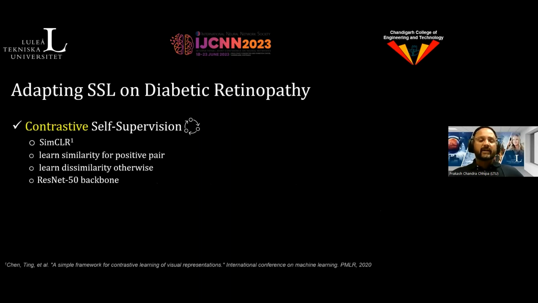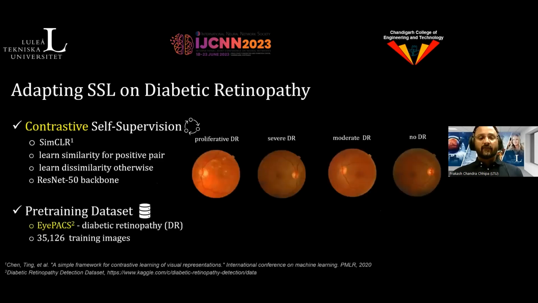So in this particular study, we focus on a specific approach of self-supervised representation learning, which is called contrastive learning. We adopt this method from the SimCLR paper, where contrastive learning learns the similarity for positive pairs, meaning two augmented views of the same image, and learns the dissimilarity for negative pairs, where the augmented views are from different images.